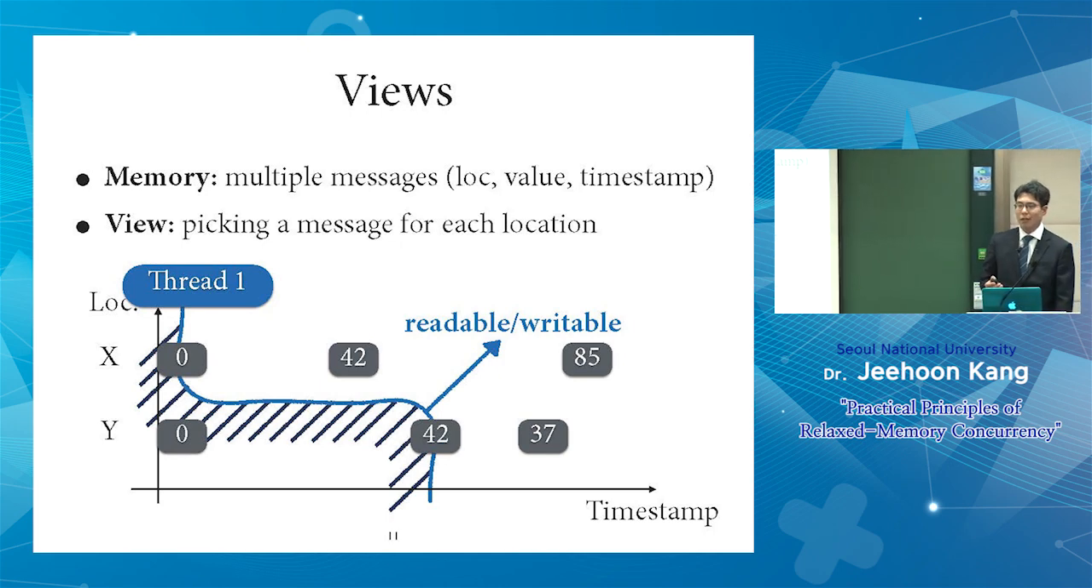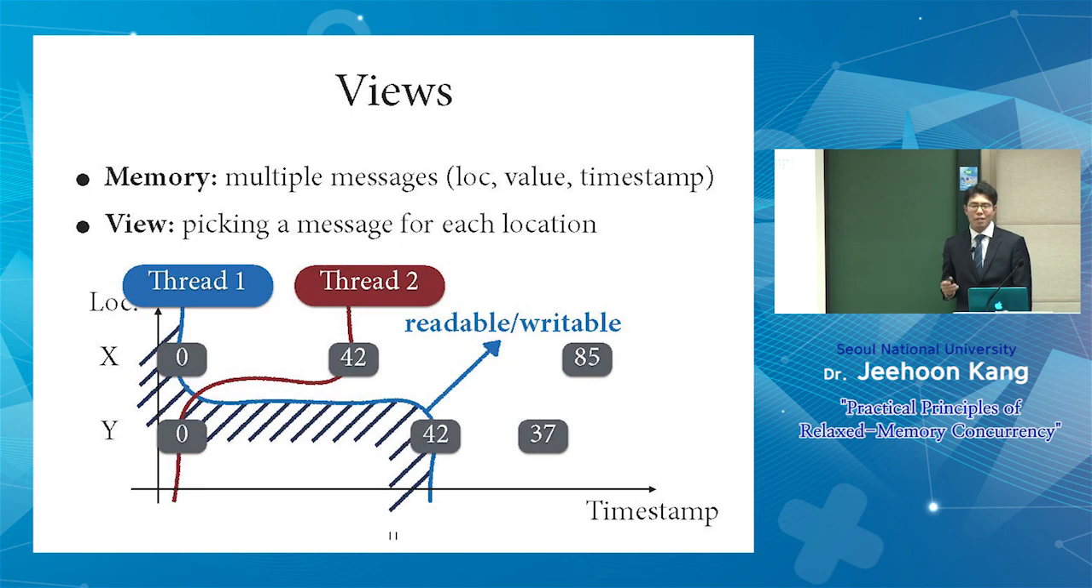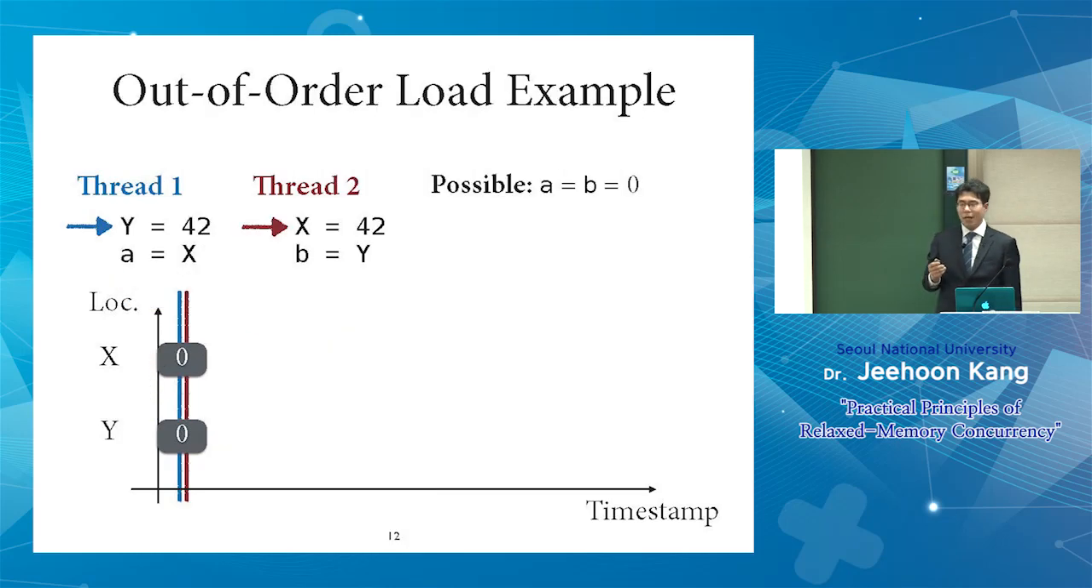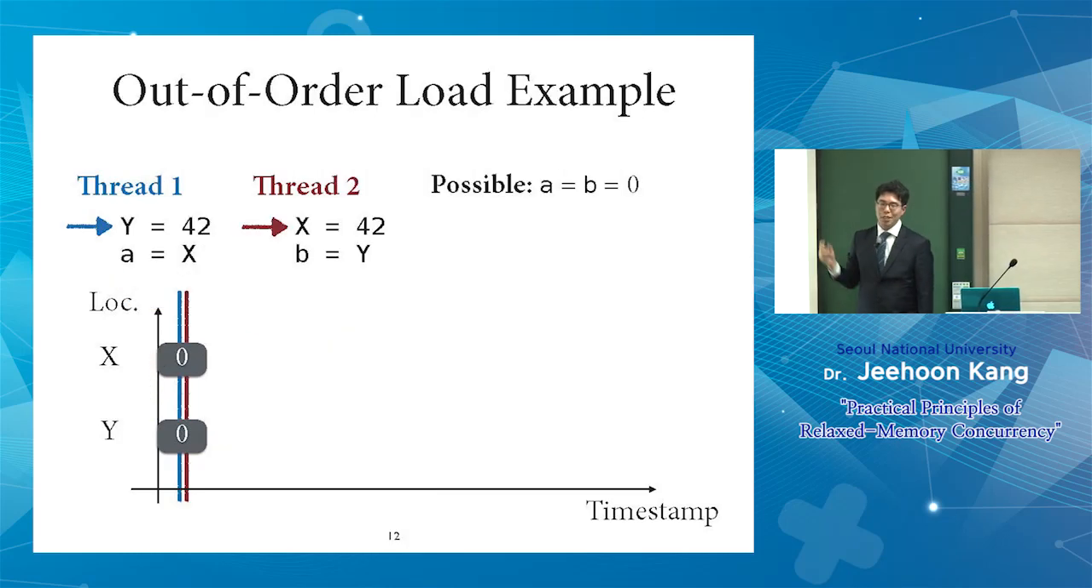Another important idea is that different threads may have different views on the memory. Basically, that is the reason why this view allows out-of-order behavior. So let me show you with an example. Let's make this behavior possible with the principle of views.